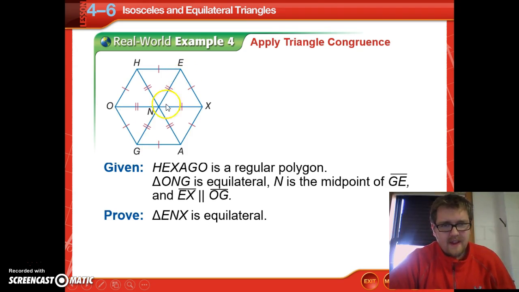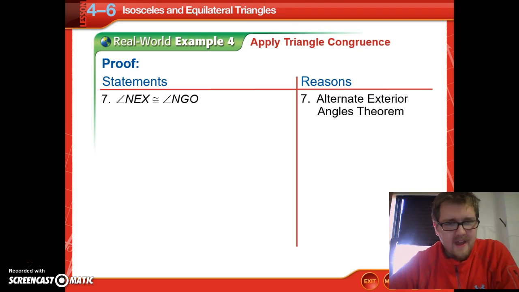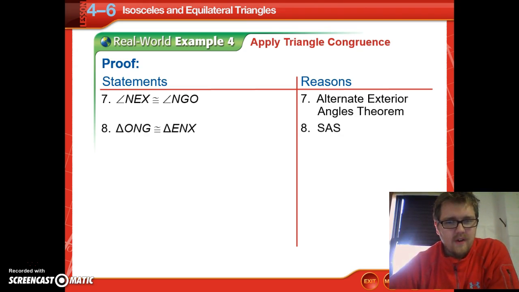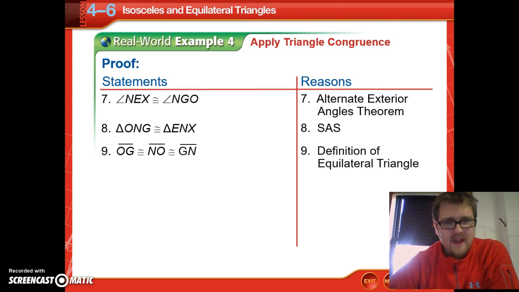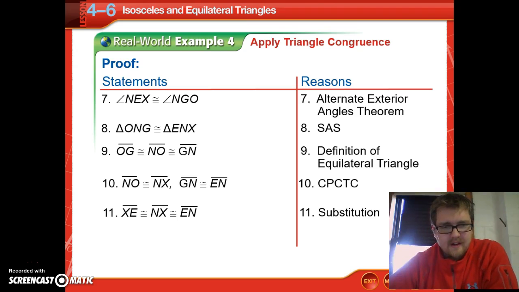So because of that, we're going to use the alternate exterior angles theorem to say NEX. And hopefully you have this diagram in your notes, but angle NEX is congruent to NGO. And by side angle side, we can then say triangle ONG is congruent to triangle ENX. So segment OG is congruent to NO, which is congruent to GN, because it's an equilateral triangle. We've just proved that all the sides are congruent. And because corresponding parts of congruent triangles are congruent, we can then say that NO is congruent to NX and OG is congruent to EN. Since XE and NX and EN are congruent, we can substitute those all in for one another, and the definition of an equilateral triangle tells us that ENX is equilateral.